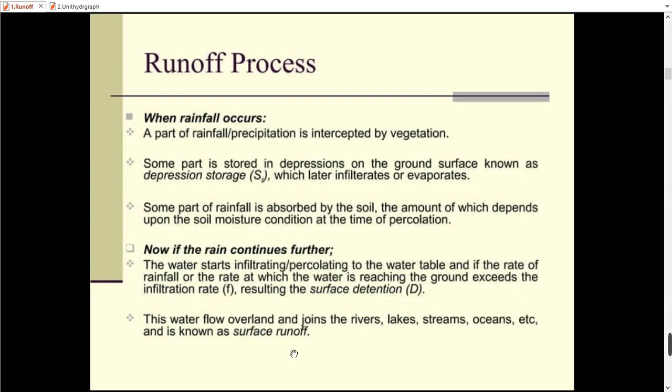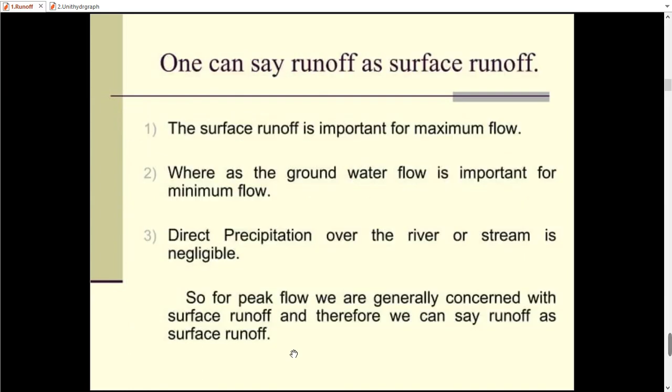Then one can say runoff has surface runoff. The surface runoff is important for maximum flow, whereas the groundwater flow is important for minimum flow. Direct precipitation over the river or stream is negligible. So for peak flow, we are generally concerned with the surface runoff, and therefore we can say runoff as the surface runoff.